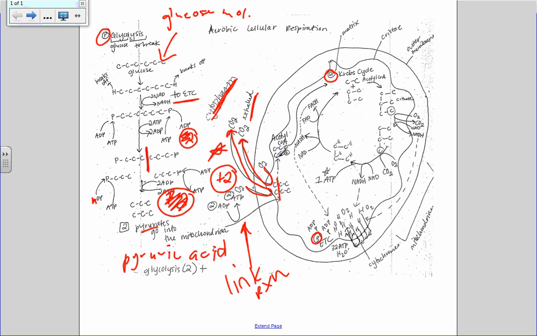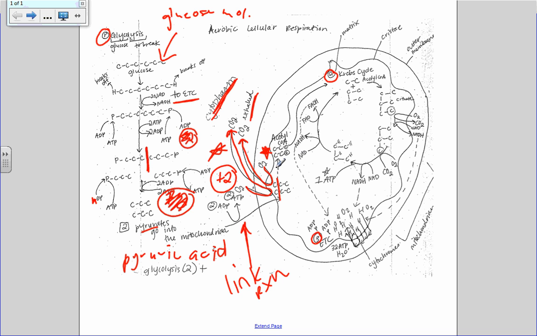Okay, so now we have two 2-carbon molecules called acetyl-CoA. Acetyl-CoA is going to start off the Krebs cycle. We have two of the acetyl-CoA molecules, and they're going to go in one at a time. Just like how we have to do 2 rounds of the Calvin cycle in photosynthesis, we have to do 2 rounds of the Krebs cycle.